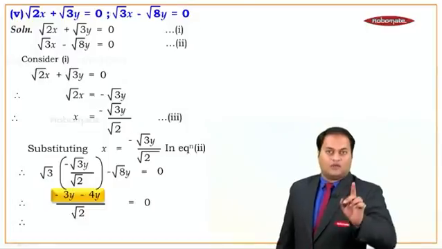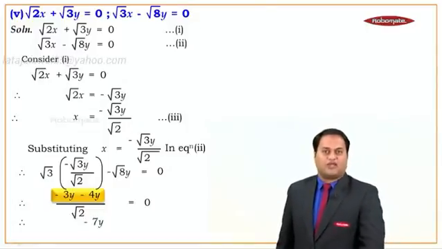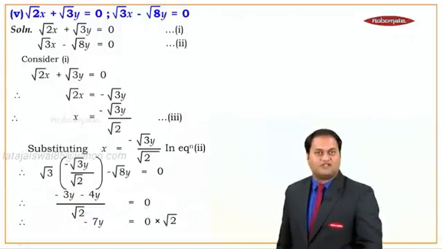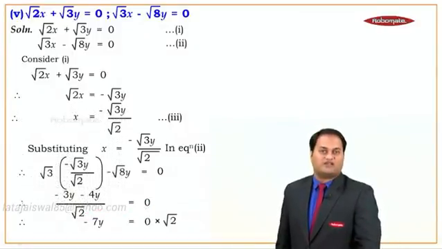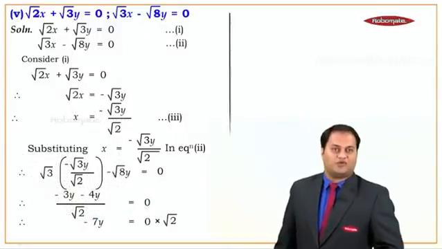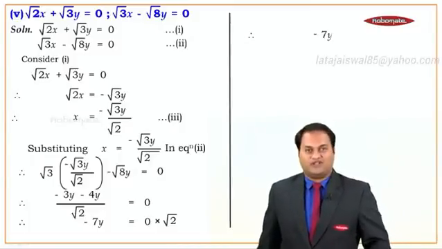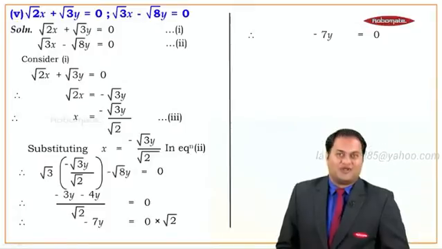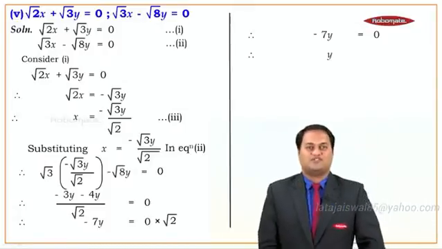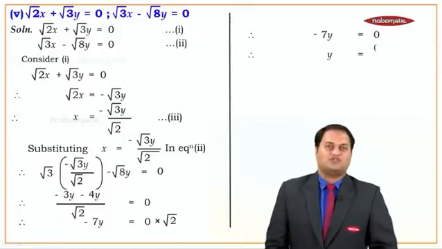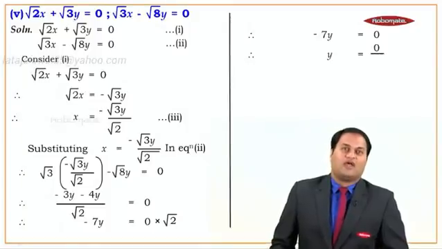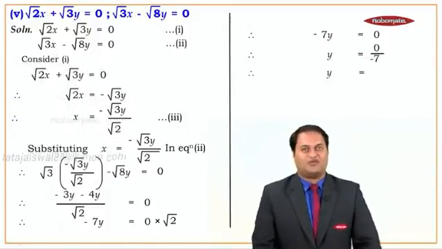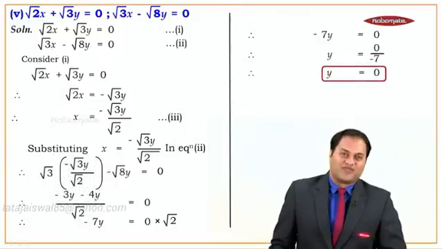Now, minus 3y minus 4y is minus 7y. Root 2 will again get multiplied with 0. You will get minus 7y is equal to 0 into root 2. 0 into anything is 0. You get minus 7y is equal to 0. So, you get y is equal to 0 upon minus 7 and 0 upon anything, as we all know, is 0. Therefore, we get y is equal to 0.